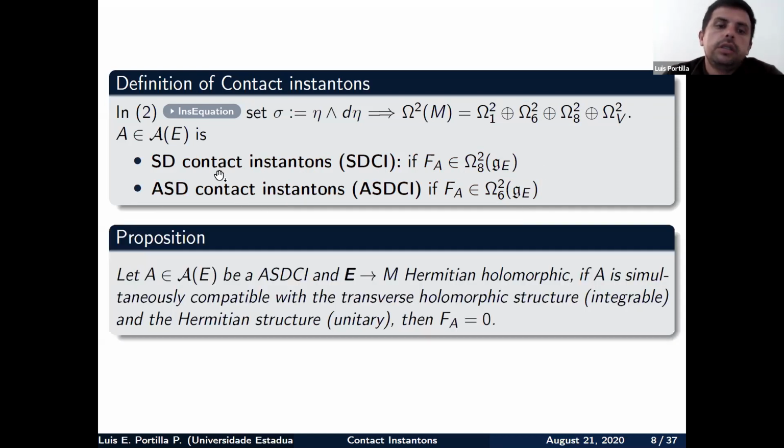Also, we have these two definitions. I am going to concentrate my attention on the case of Z-dual contact instantons, because if we consider a connection to be an anti-Z-dual contact instanton on a transversely holomorphic Hermitian vector bundle on M, and we ask for A to be simultaneously compatible with the transverse holomorphic structure and unitary, this forces A to be flat. So I am going to concentrate on the other case.